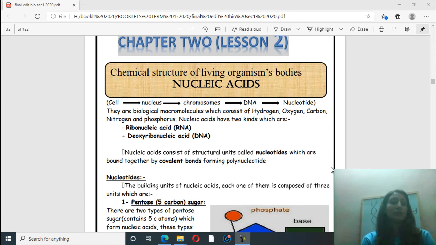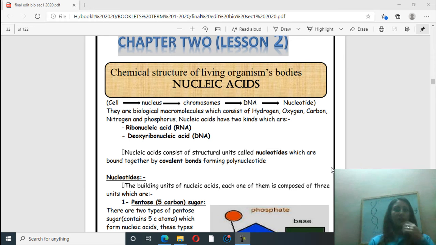Today we will talk about the nucleic acids. Do you know anything about the genes? Yes, it's responsible for transferring the genetic traits from the parents to the offsprings. But how? And what is the structure of the genes? And where can we find it?